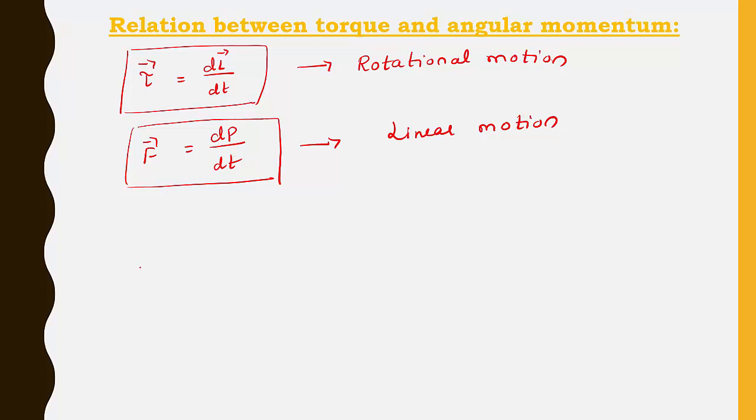Is it clear? Suppose the applied torque is 0, if we are not going to apply any torque or moment of force, then there is no movement, so the angular momentum remains constant. Similarly, if applied force is 0 for linear motion, then linear momentum remains constant. So this gives the relation between torque and angular momentum, and this derivation carries 3 marks for your annual board examination.